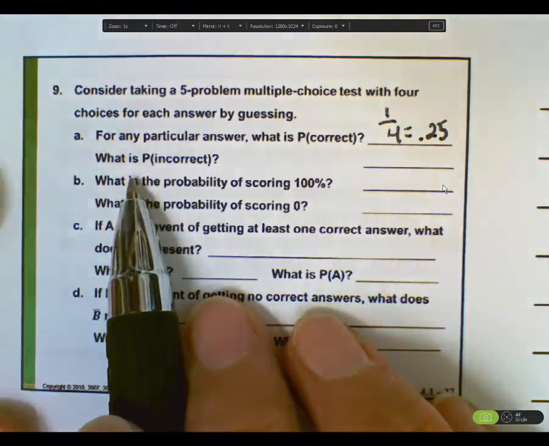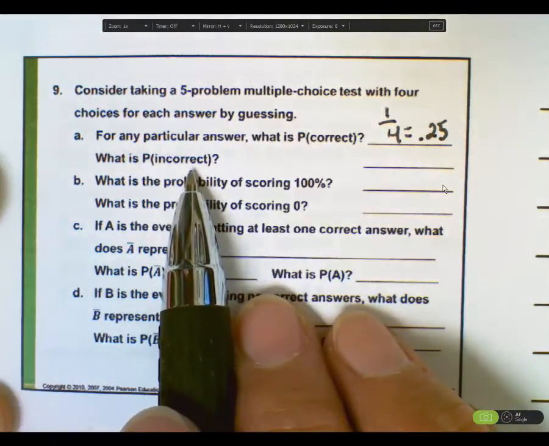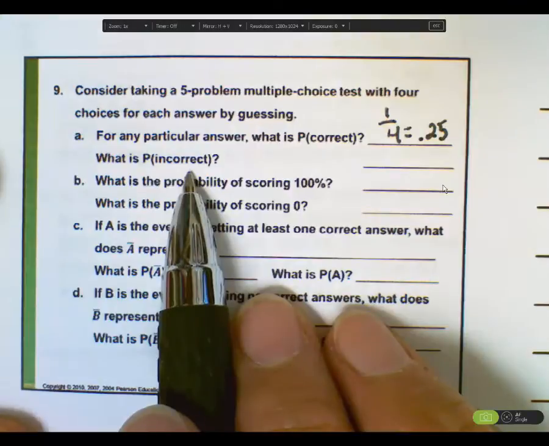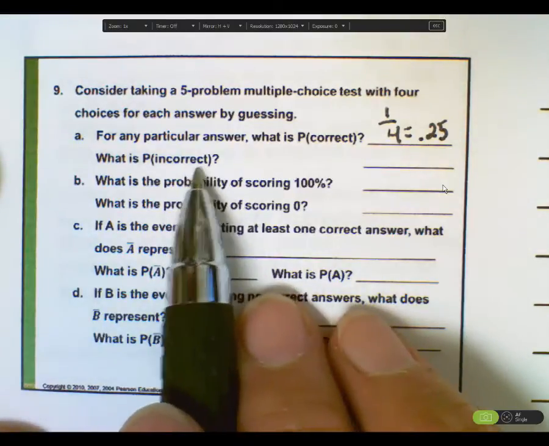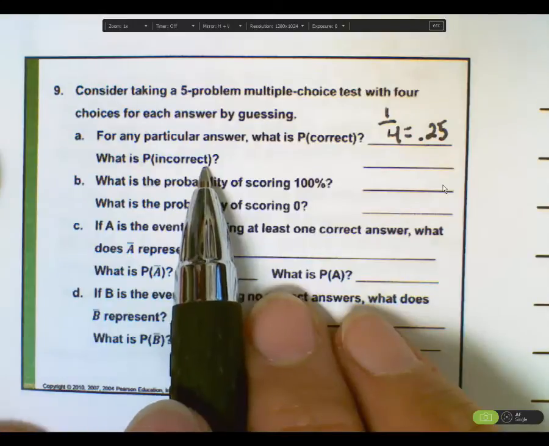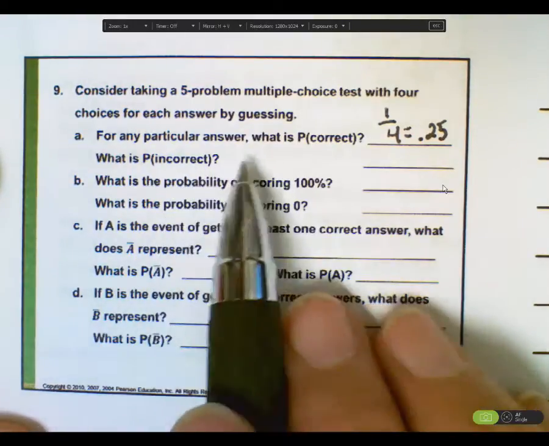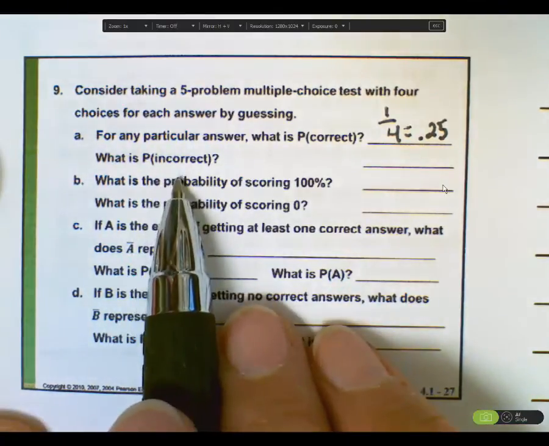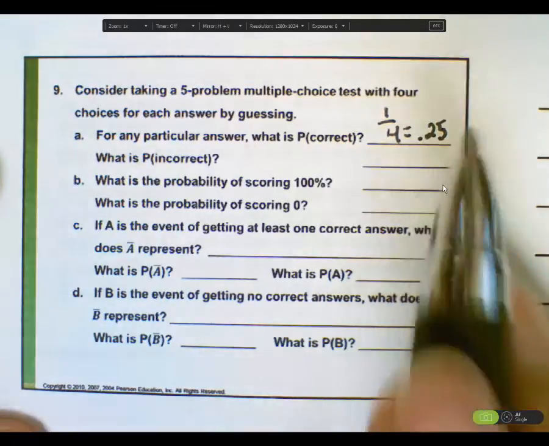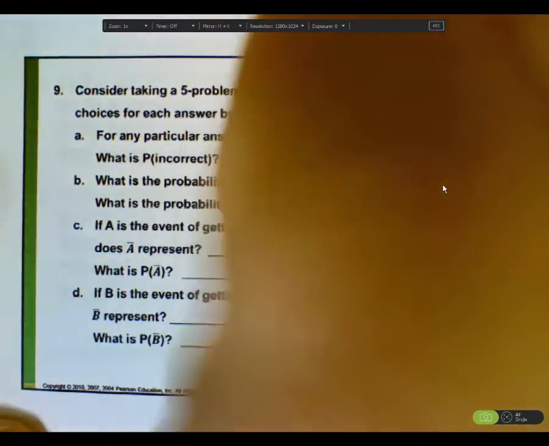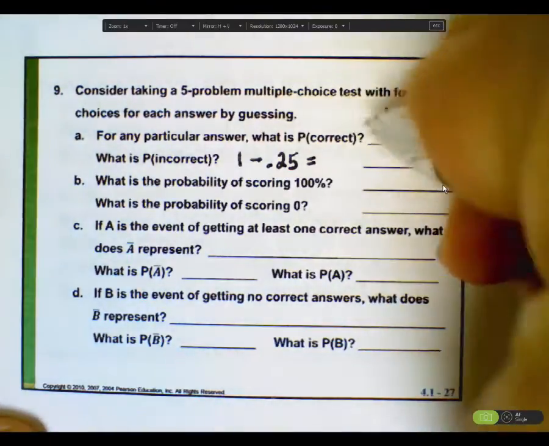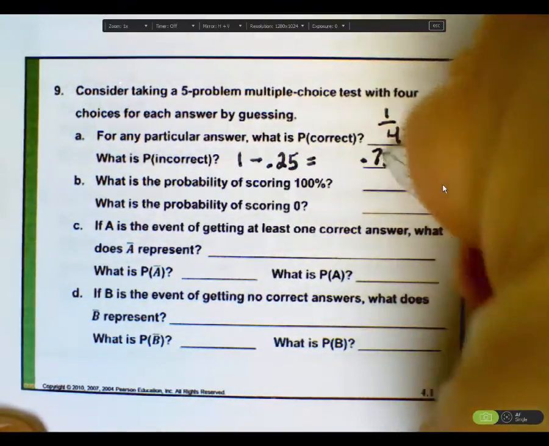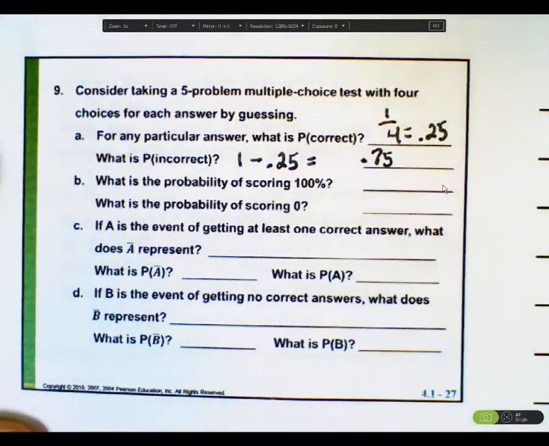How would you get the probability that you guessed incorrectly? Well, there's a couple different ways you could think of it. If one of the 4 answers was correct, then 3 of the 4 answers were incorrect. So the probability would be 3 out of 4. Another way you could find that answer is to say that the probability of being correct is the complement of the probability of being incorrect. If you had a 25% chance of being correct, then there's a 1 minus 0.25 or a 0.75 probability that you guess incorrectly.